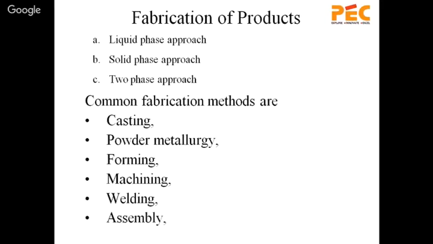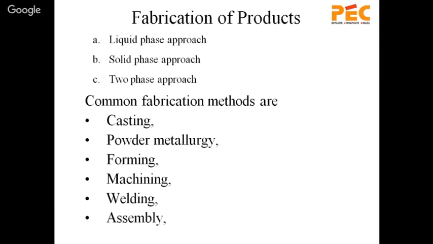Now the question becomes, what processes will we use for fabrication of the product? So the processes are liquid phase approach, solid phase approach, and two phase approach, liquid and solid. Just like I gave you one example of the liquid phase approach, say we want to manufacture composite materials. Composite materials have both things: one is the matrix, another is the reinforcement particles or reinforcement fibers, whatever you are using.